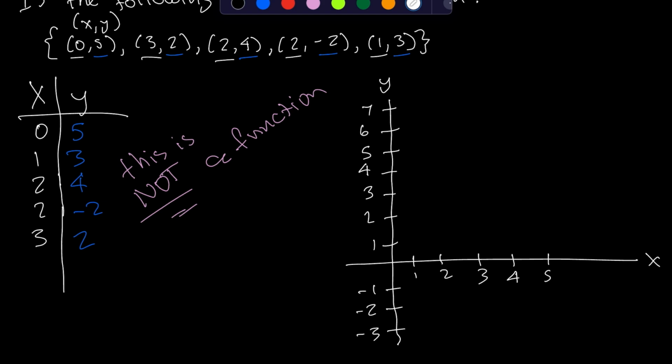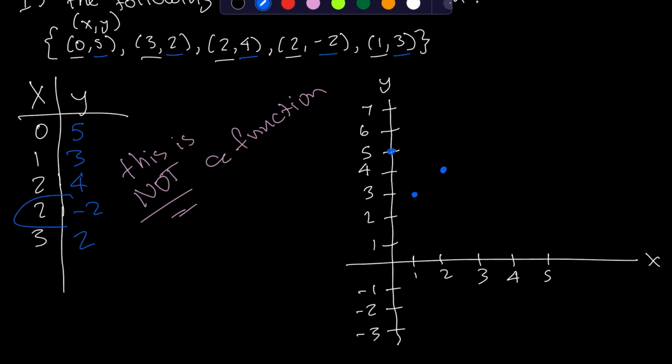There we go. So we have the point 0, 5. So x value is 0, y value is 5. So right there. Then we have 1, 3, x value is 1, y value is 3. Then we have the next value, which is 2, 4. X value is 2, y value is 4.